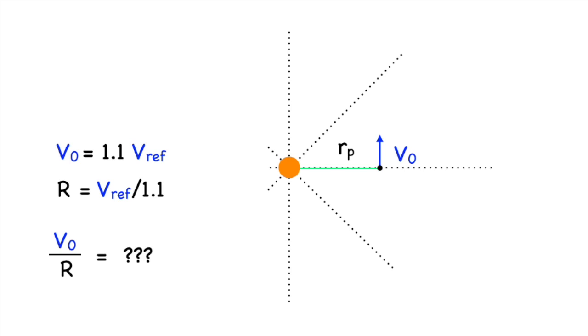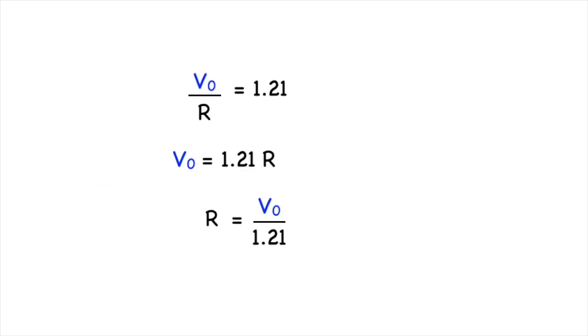And we ask the question, what is V naught divided by R? And we can see that we're going to be able to eliminate V reference. The ratio of our new V naught to our new capital R, the radius of our dV circle, is 1.21. We can write this same relationship in each of three ways, as shown here.